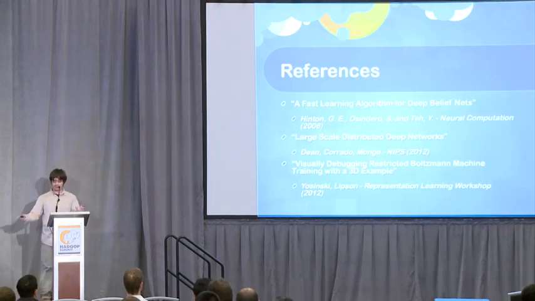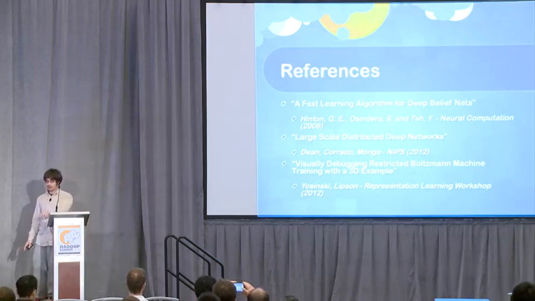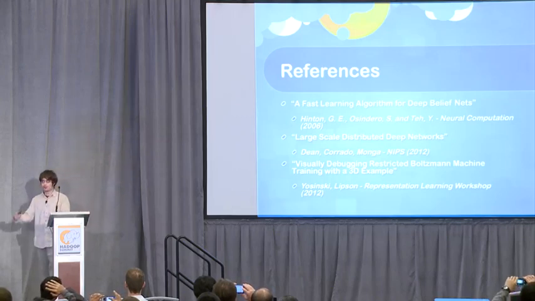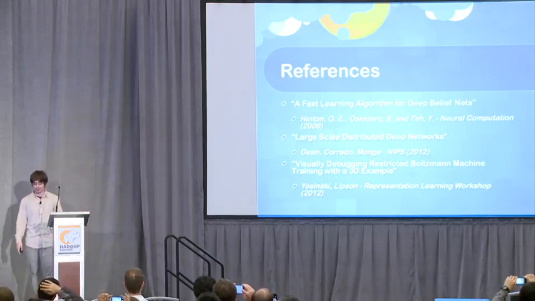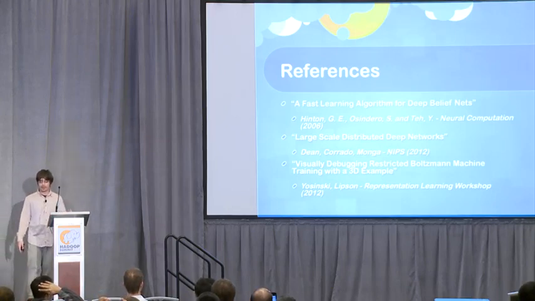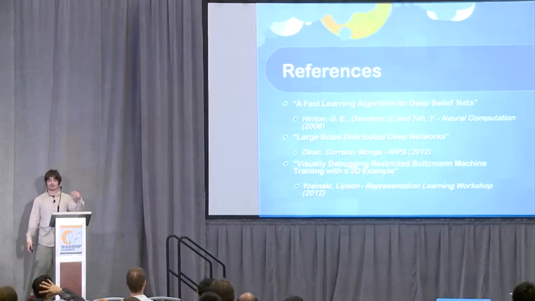So just some references. Obviously we're standing on the shoulders of giants. That's how you further research. One is a fast learning algorithm for deep belief nets. The original pre-training algorithm came from Hinton in 2006. That kind of spurred the revolution into what we see now. Then there's large-scale distributed deep neural networks, which was Dean, and also debugging.